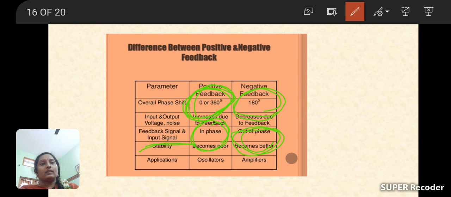Okay, and coming to the next point, stability. In positive feedback, stability becomes poor compared to the negative, but compared to the positive, negative becomes somewhat better.